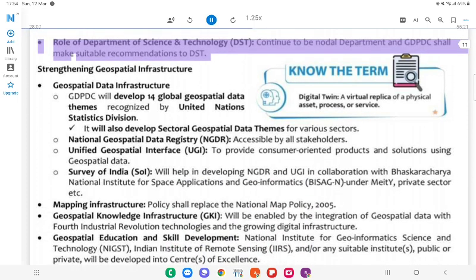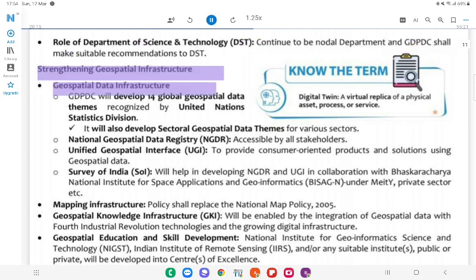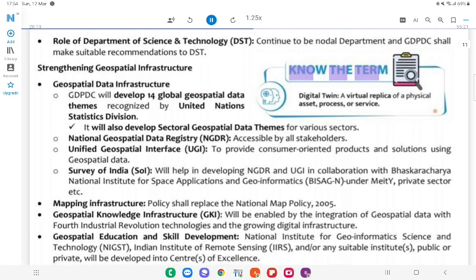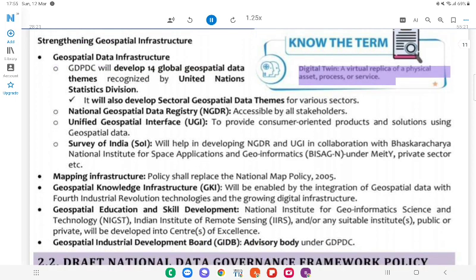Role of Department of Science and Technology, DST: continue to be nodal department, and GDPDC shall make suitable recommendations to DST. Strengthening Geospatial Infrastructure: Geospatial Data Infrastructure. Know the term. Digital twin, a virtual replica of a physical asset, process or service.